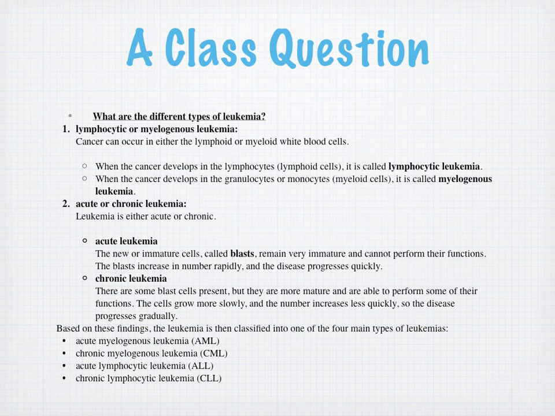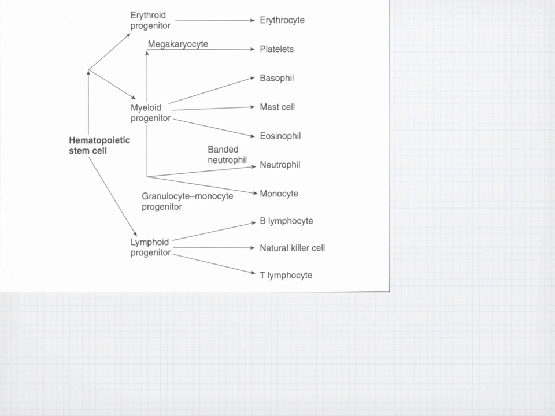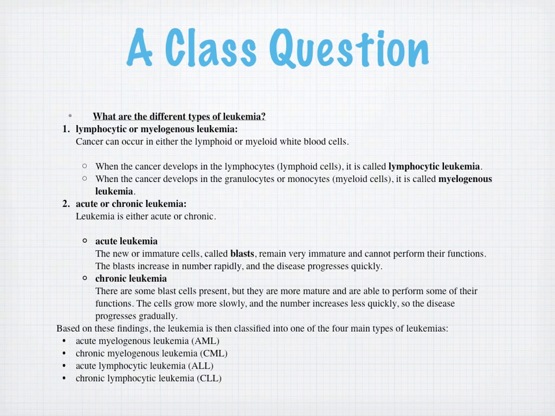So in class, a question came up that allowed me to add a slide to this PowerPoint that gives a big picture, a really basic, simple, big picture of the different types of leukemias. And we have lymphocytic or myelogenous, which, as I said, come from the myeloid progenitors and the lymphoid progenitors. Just think about the names. And those can be differentiated by just the cells that they are affecting, and they in this sentence being the leukemia. So the leukemia is affecting the lymphoid side. It's called lymphocytic leukemia, and when the cancer develops in the granulocytes or monocytes, that's the myeloid side.